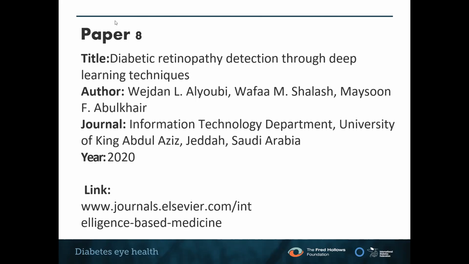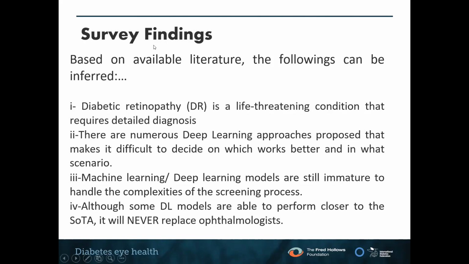Coming to the literature survey, the survey findings. Based on available literature, the following can be inferred. Diabetic retinopathy is a life-threatening condition that requires a detailed diagnosis.